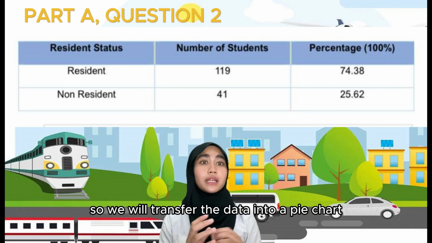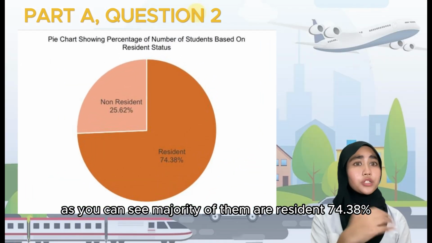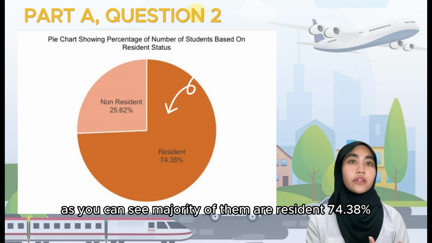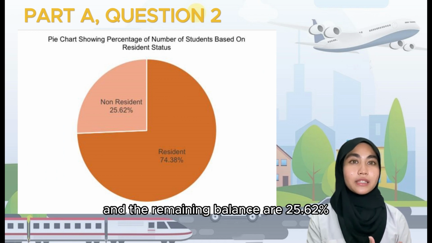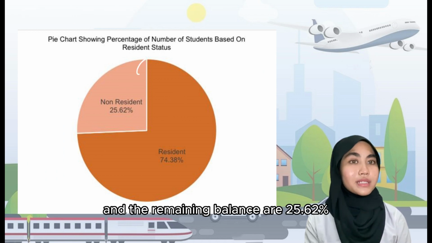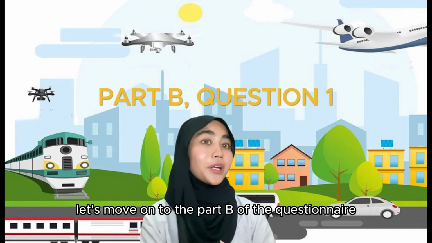So we will transfer the data into a pie chart. As you can see, the majority of them are residents, 74.38%, and the remaining balance is 25.63%. Let's move on to part B of the questionnaire.